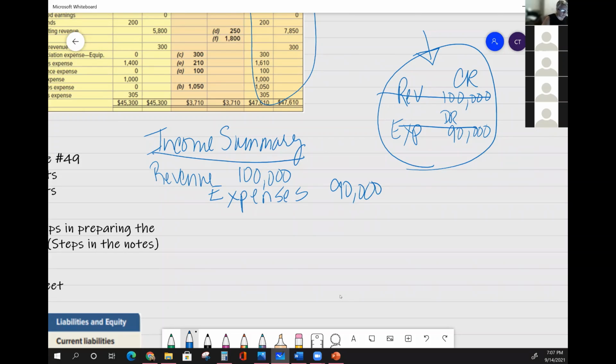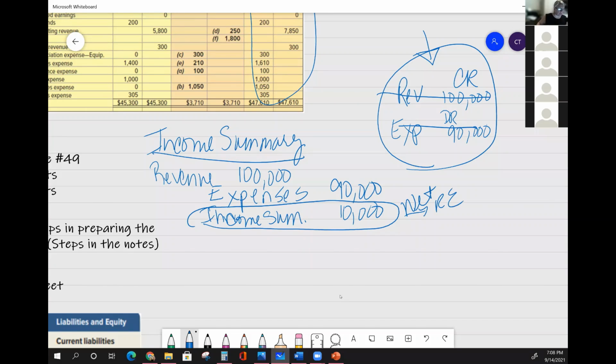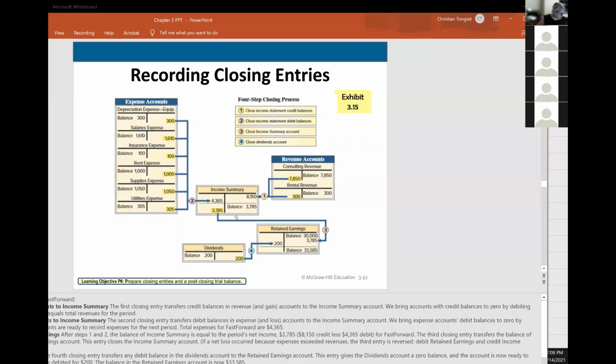And the opposite of that is going to be the income summary. So in this case, I'm just going to net it. So my income summary is going to get $10,000. This is the net. That's going to get moved into my retained earnings. So on the sheet, which, let me see if I can find it here, you'll see my income summary, once it cleared off all of the expenses and the revenues, was a balance of $37.85. That $37.85 rolls into retained earnings.